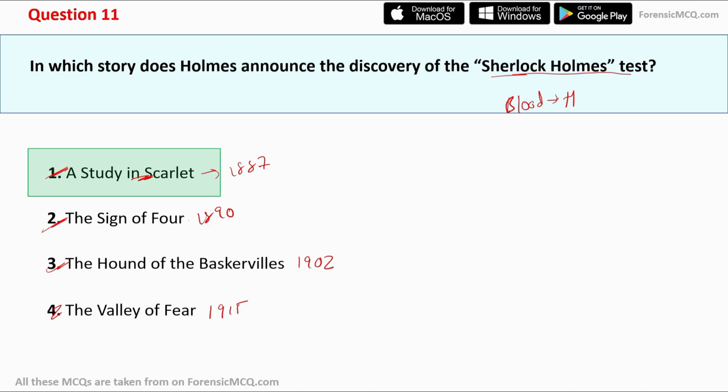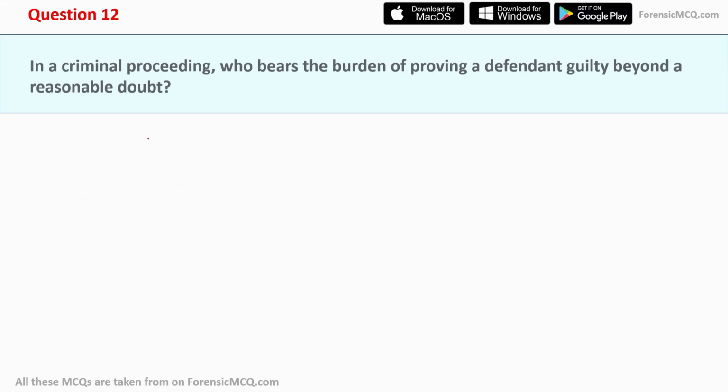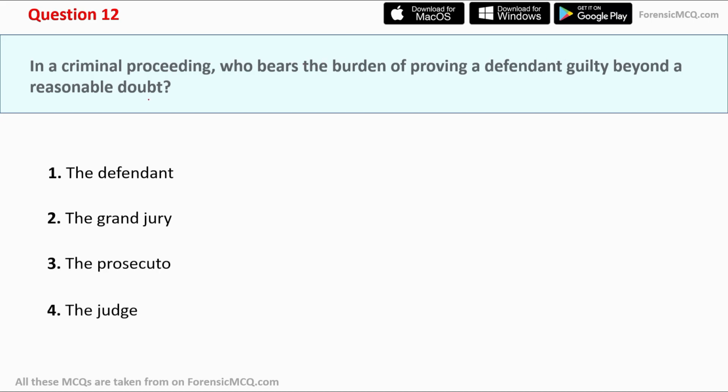Now let's move to question number 12. In a criminal proceeding, who bears the burden of proving the defendant guilty beyond a reasonable doubt? The options are the defendant, the grand jury, the prosecutor, the judge. First of all, let's talk about what guilty beyond a reasonable doubt is. It is a standard term used in criminal cases in which the evidence must be so strong that there is no reasonable doubt that the defendant is guilty.